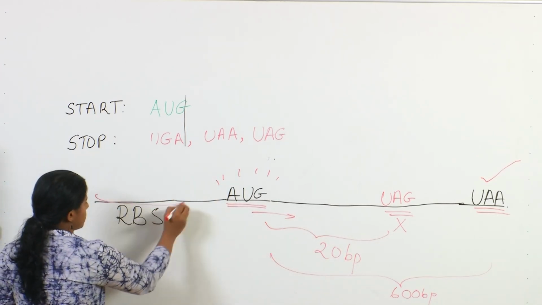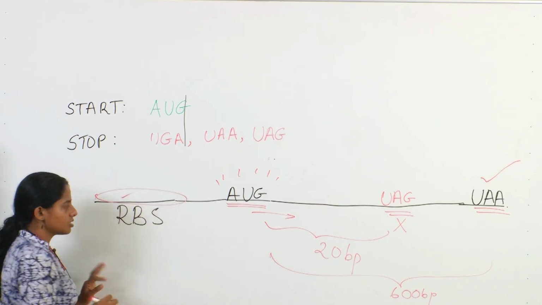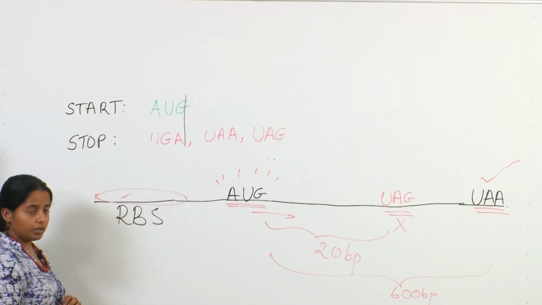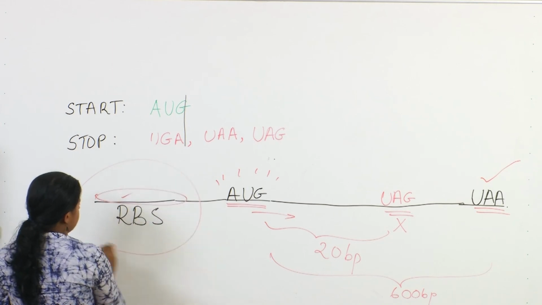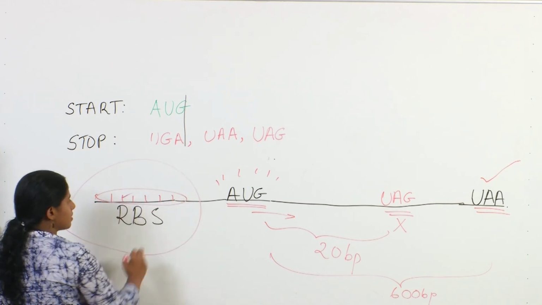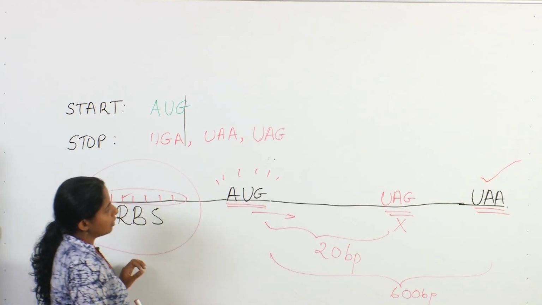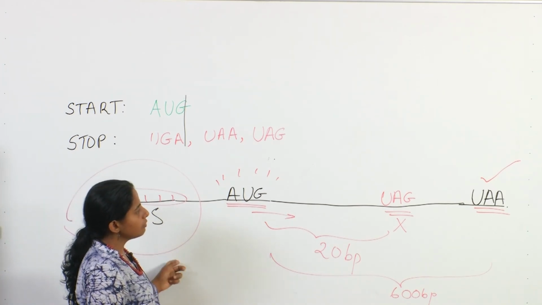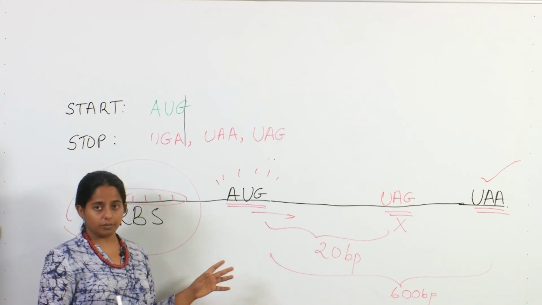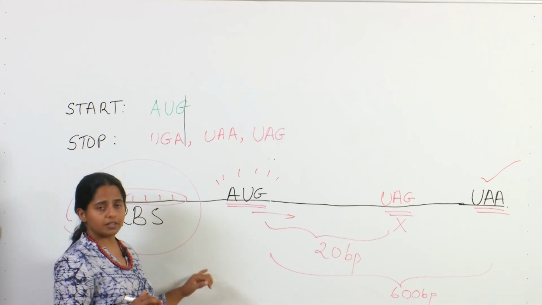So it has a particular sequence, and if this sequence matches the sequence for ribosomal binding, where the ribosome can come and sit and bind, the ribosome also has some sequences, then it will say, okay, I have identified an ORF. The next thing the computer does before it confirms that this is an ORF.